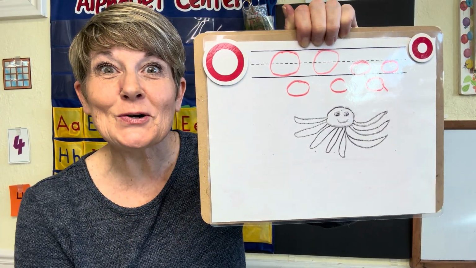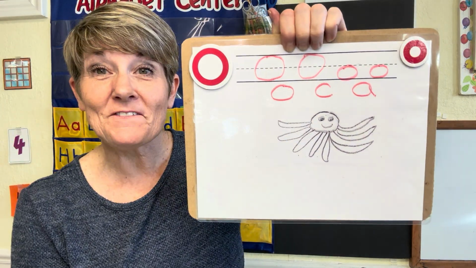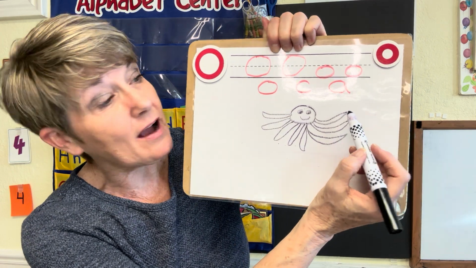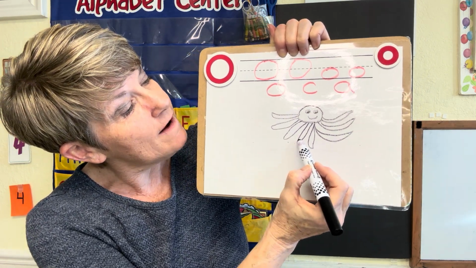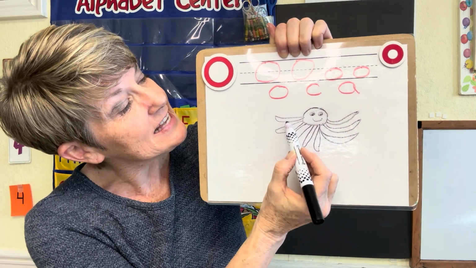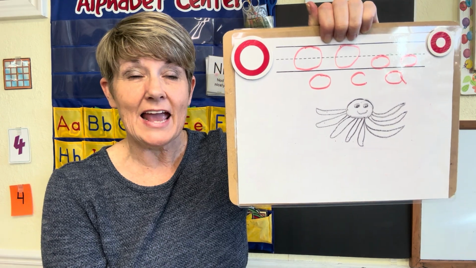Does yours look cool? You know what? Yours might even look better than mine. But is that a fun octopus? Let's count his legs and make sure we got all of them. 1, 2, 3, 4, 5, 6, 7, 8. An octopus has 8 legs.